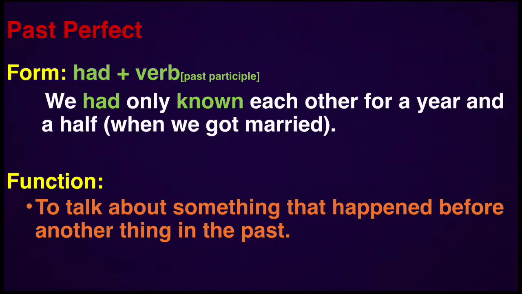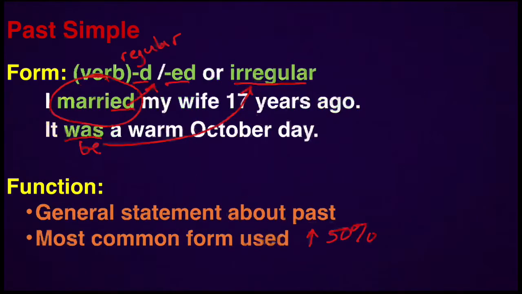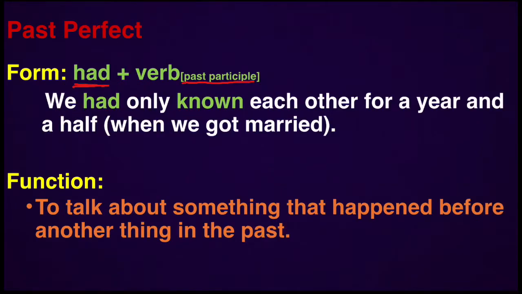So the past perfect will have the word had as the helping verb, and then the main verb will be the past participle form, which is sometimes the same as the past simple form when it's an ED verb. Sometimes it's different. So if we're looking at an irregular verb, if a verb is irregular in the past simple, it will also be irregular in the past participle. Sometimes they're the same and sometimes they are different.